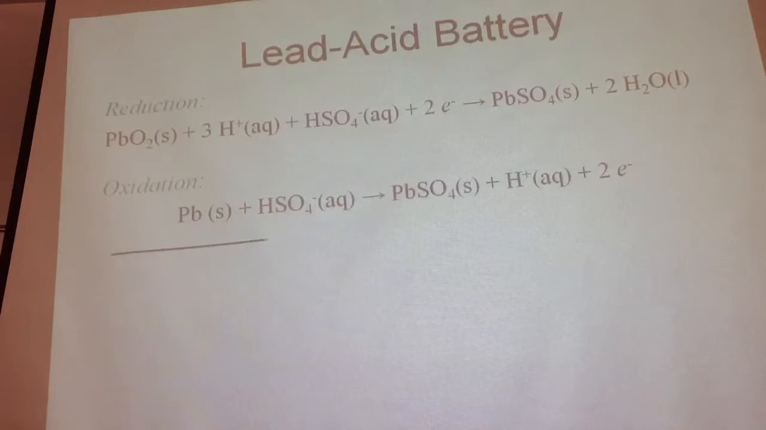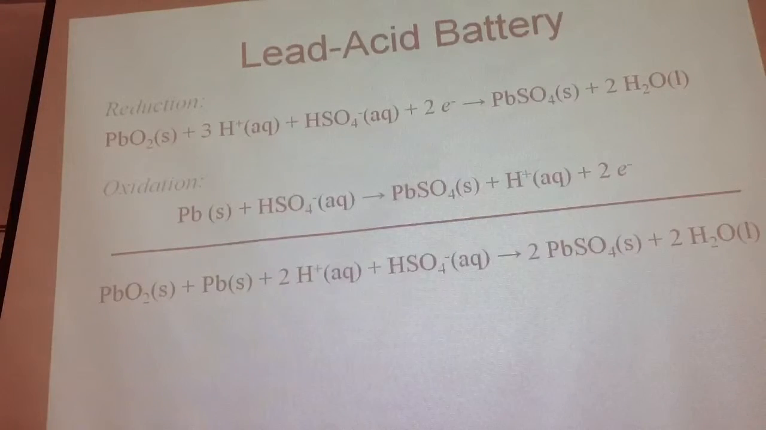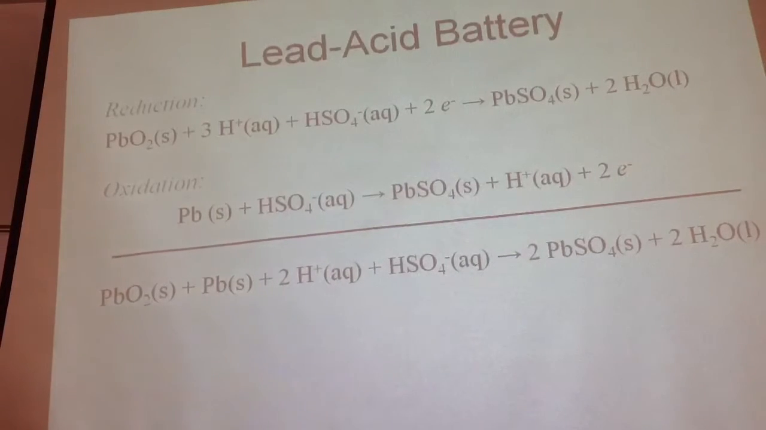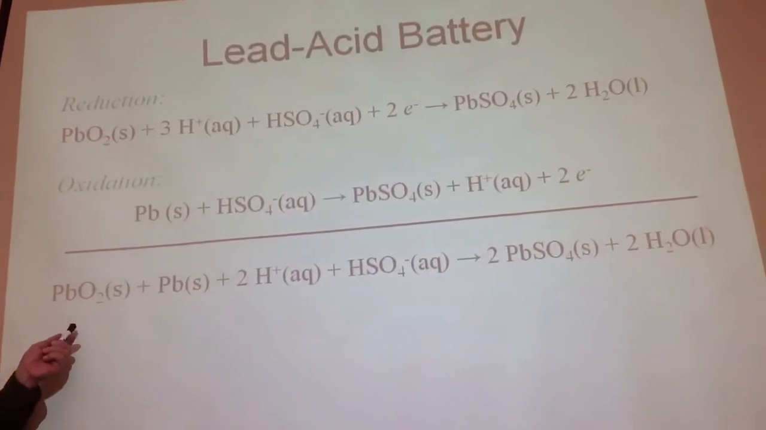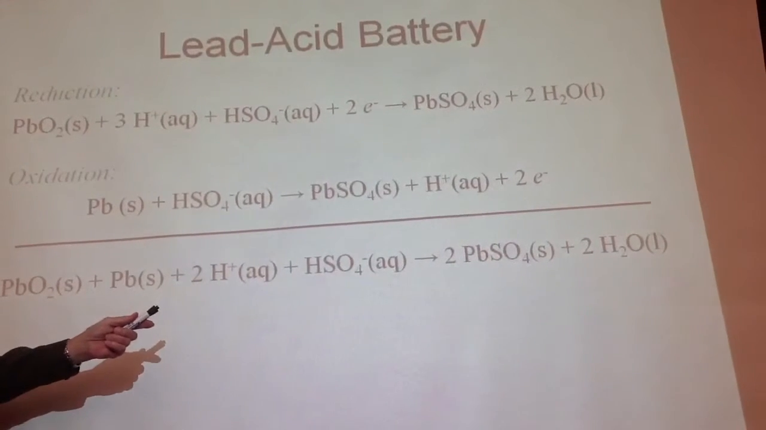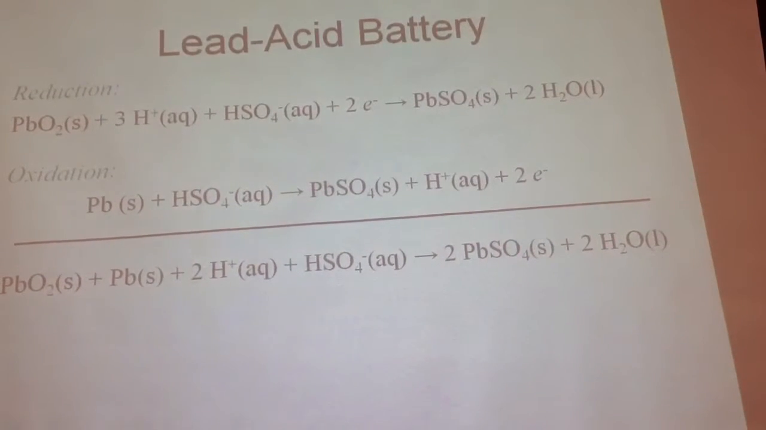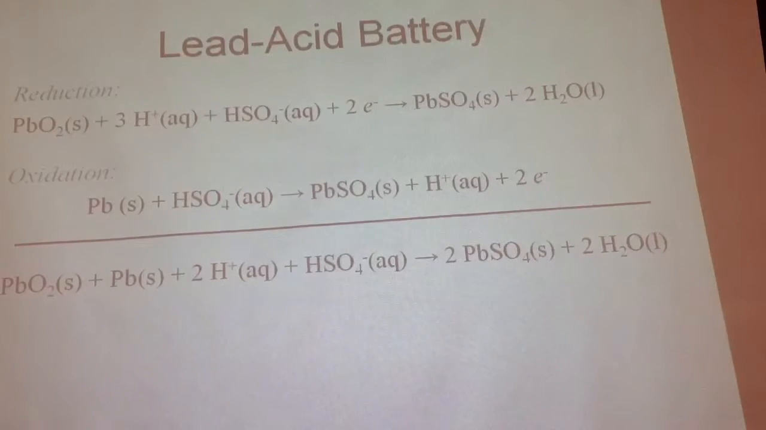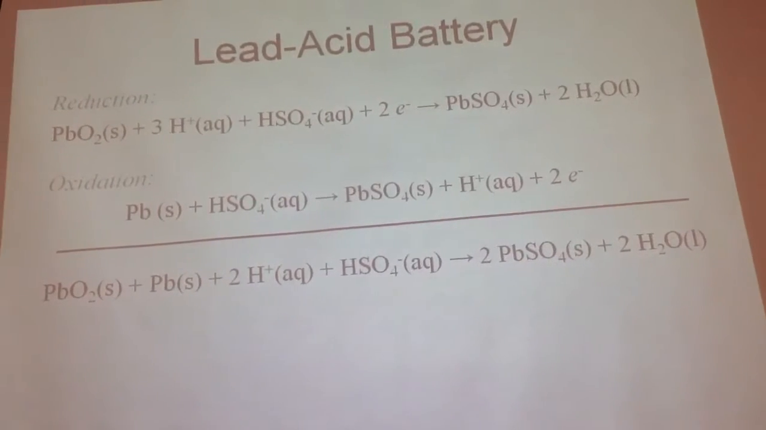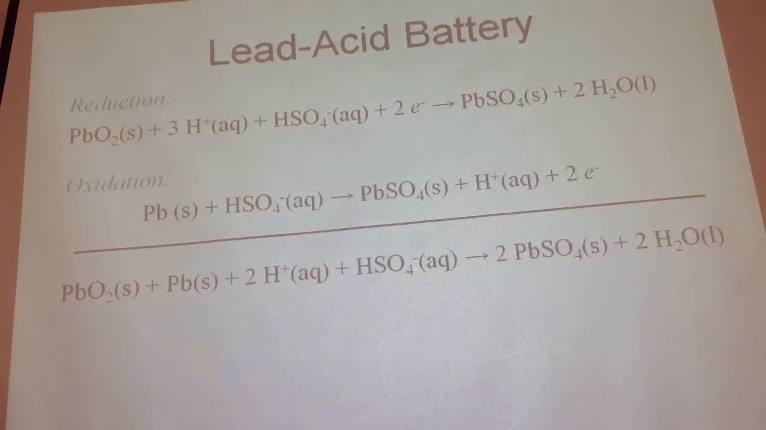Here's the oxidation half reaction. Again, both of them produce lead sulfate. And here's the overall reaction. If you are starting your car, these things are reacting that way to make lead sulfate. Once your car is started, the alternator, in the old days we used to call it a generator, reverses that reaction. That's why it's a secondary battery.